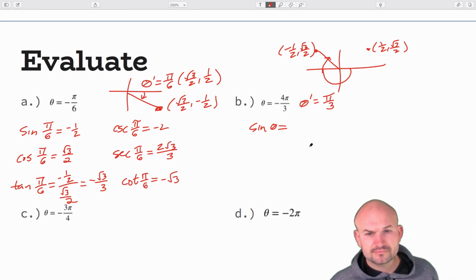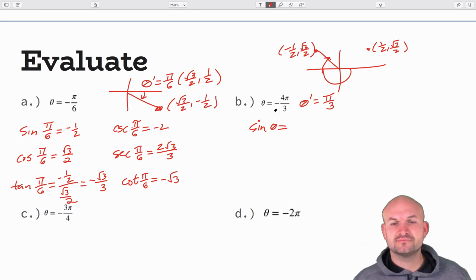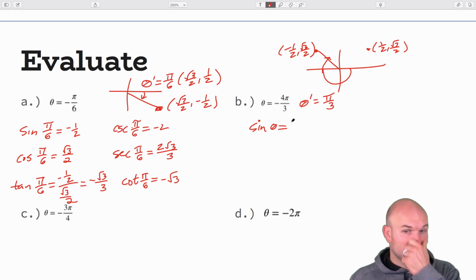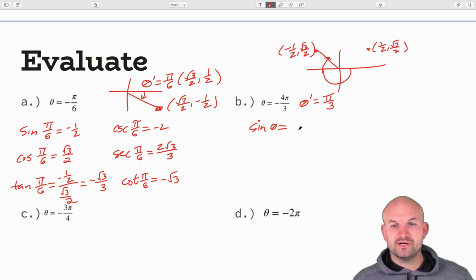Sorry about that. So in this case, we have sine of theta. Sine of theta is equal to the y coordinate, which is square root of 3 over 2.